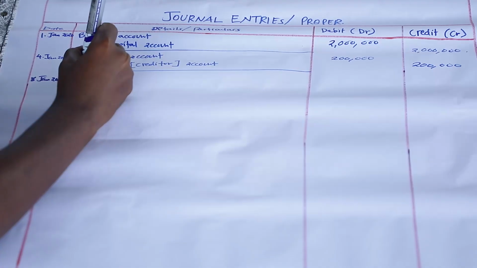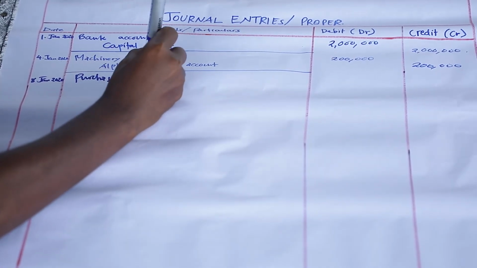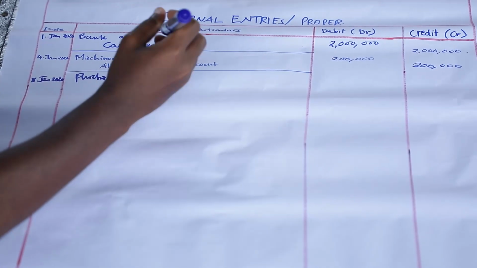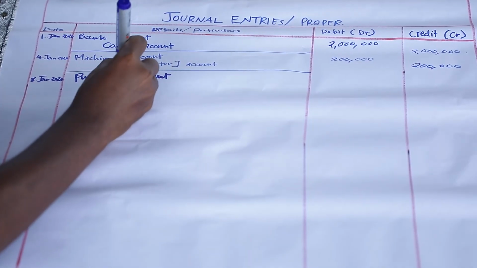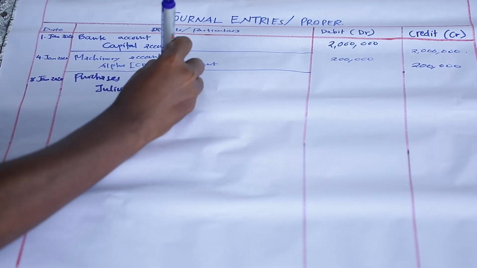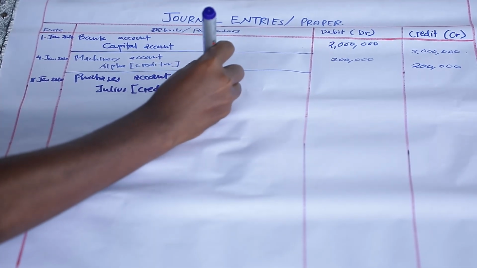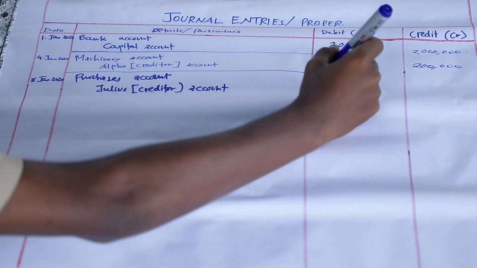we are going to debit the purchases account because it's an expense, and we are going to credit Julius account, who in brackets will be a creditor or accounts payable, and the amount would be 400,000.